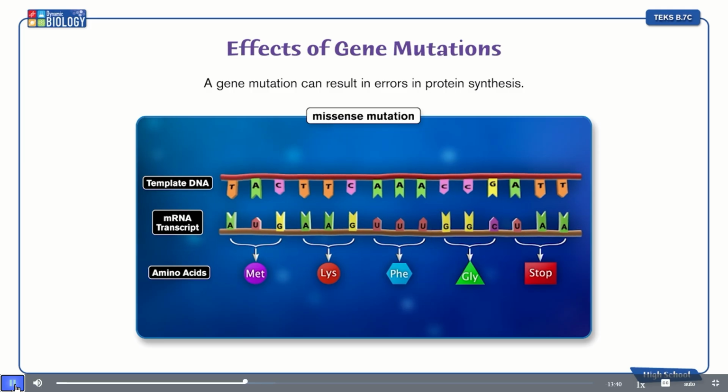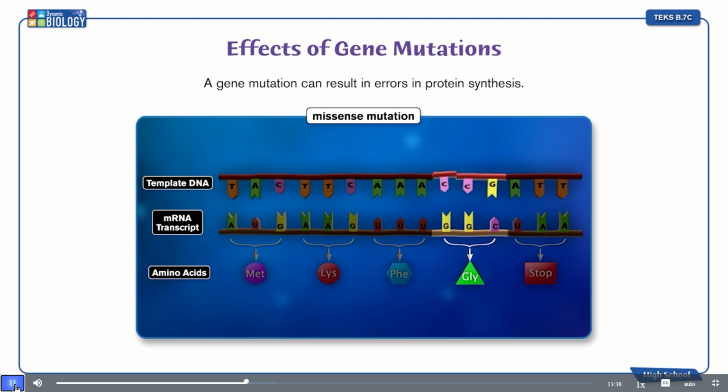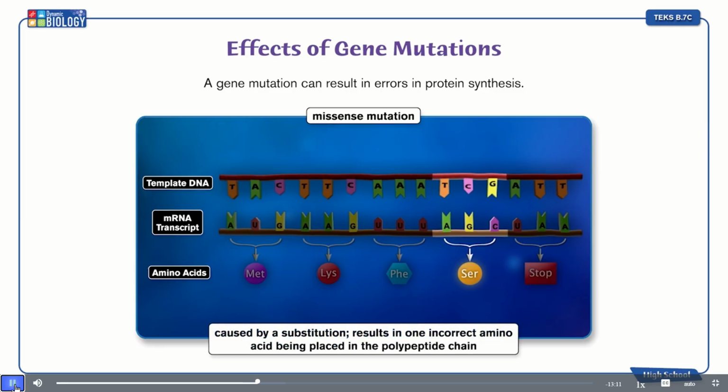Now, let's watch what would happen if the template DNA triplet underwent a mutation. The first base, cytosine, is substituted with thymine. As a result, its complementary base in the mRNA transcript will be adenine instead of guanine. The RNA triplet will now read AGC, which codes for the amino acid serine. So, the substitution mutation will result in an incorrect amino acid, serine, being placed in this polypeptide chain.